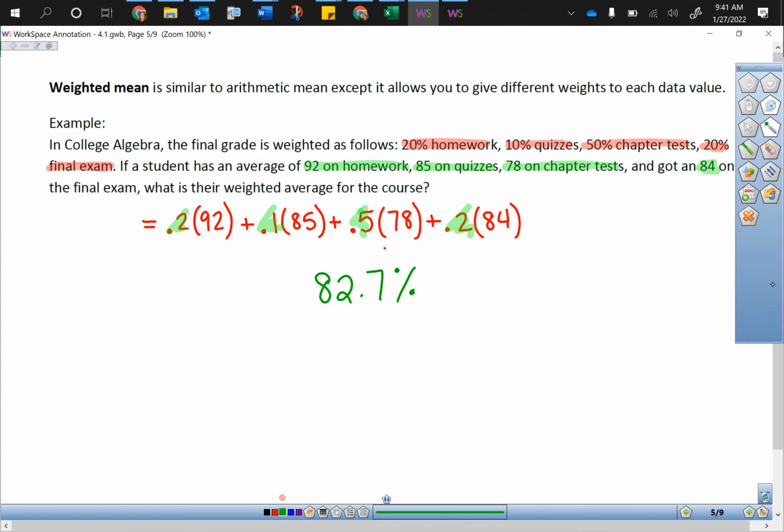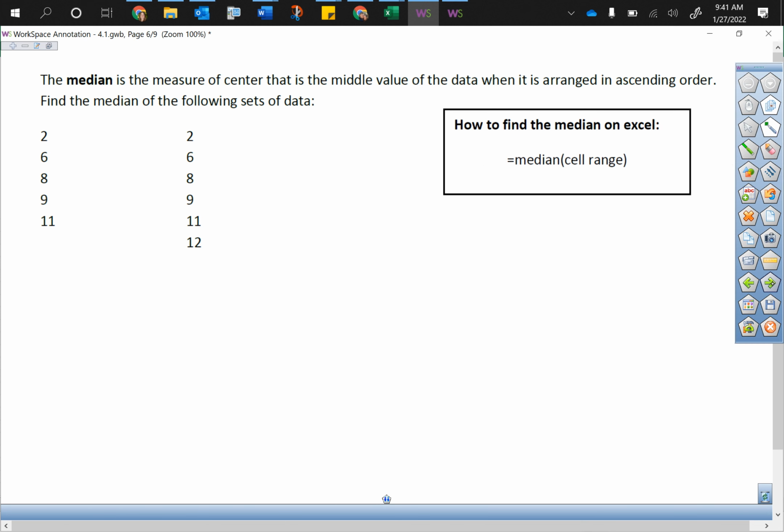Okay. Next one we're going to talk about is the median. Now you guys have done the median before. Median is just another word for middle. The median is the measure of center, that is the middle value of the data when it's arranged in ascending order. It has to be in order to find the median.